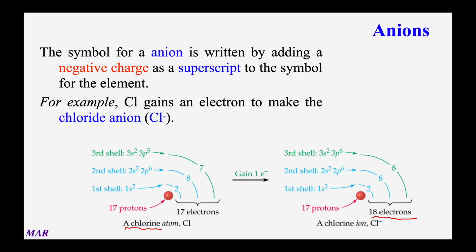Notice that we're calling this anion a chloride. In chemistry, the convention is to give the negatively charged species an -ide ending. So chlorine becomes chloride when it gains electrons. And again, you're probably seeing lots of 8s here. That'll be a future lecture. We'll talk about what's going on.